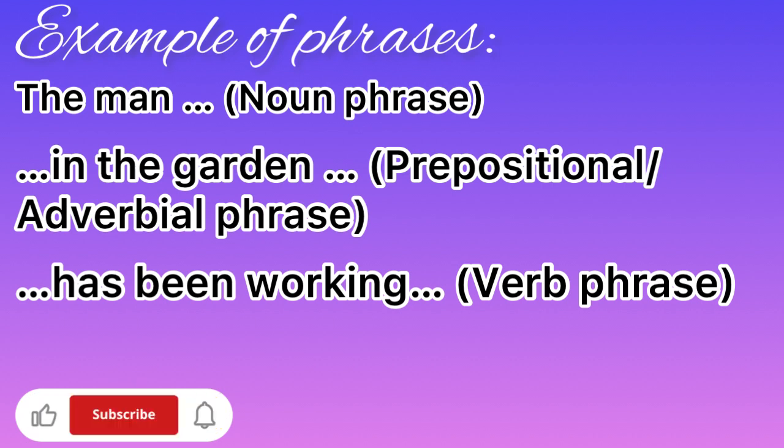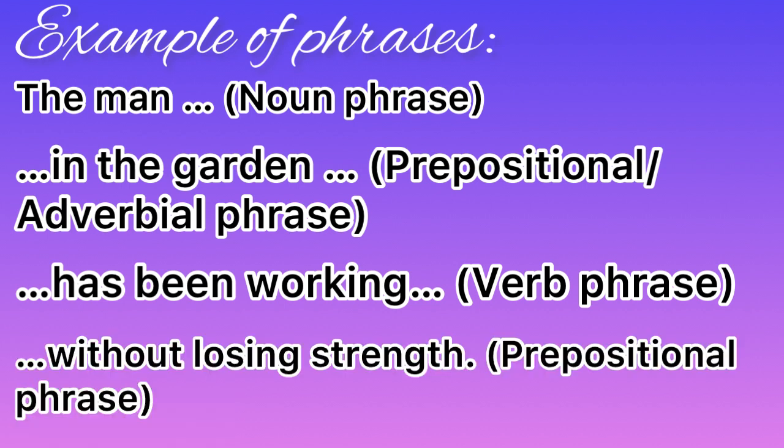So when we have a group of verbs working together as one to achieve only one purpose, we regard it as a verb phrase. Another one that we can see here is without losing strength. Without losing strength is another example of a phrase that we regard as a prepositional phrase. There is no verb in it, so it's a prepositional kind of phrase. Each of these phrases forms part of the sentence, does not have a finite verb, and performs different functions.